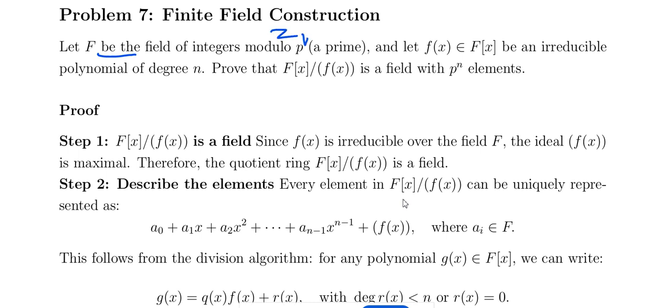Okay, that is the Zp, and f of x belongs to Zp[x], let f of x be an irreducible polynomial over Zp of degree n. Since f of x is irreducible, obviously Zp[x] divided by f of x is a field. What is the number of elements? The number of elements is p power n.